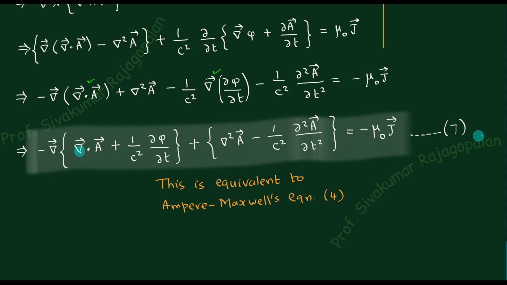Entire quantity 0 means what? I'm asking the question: what happens if divergence of A plus 1 over c square dou phi by dou t, that entire quantity, goes to 0? What is the meaning of that? The meaning is divergence of A should be equal to the negative of 1 over c square dou phi by dou t. So you are actually asking the question, do we have the freedom of setting divergence of A equal to negative of 1 over c square into dou phi by dou t? That is a question, and you know the answer.